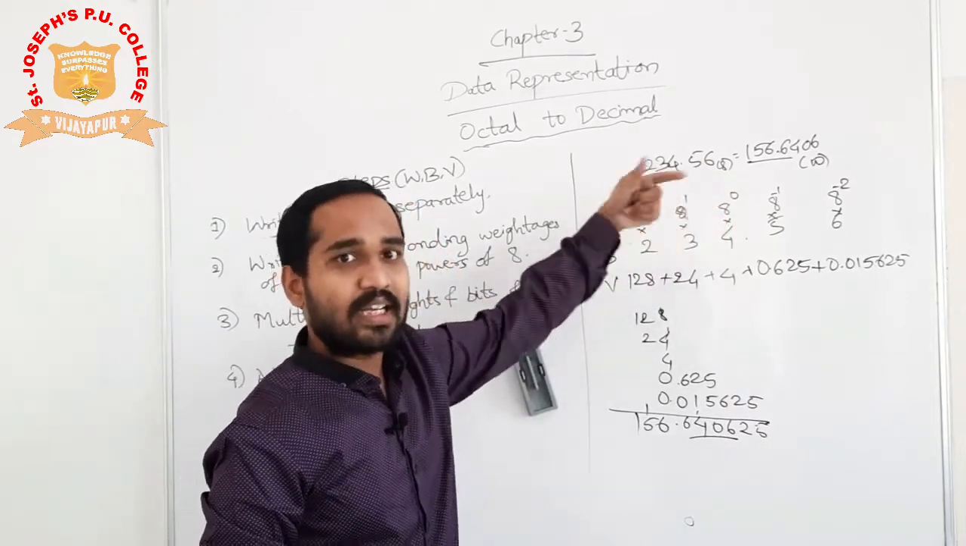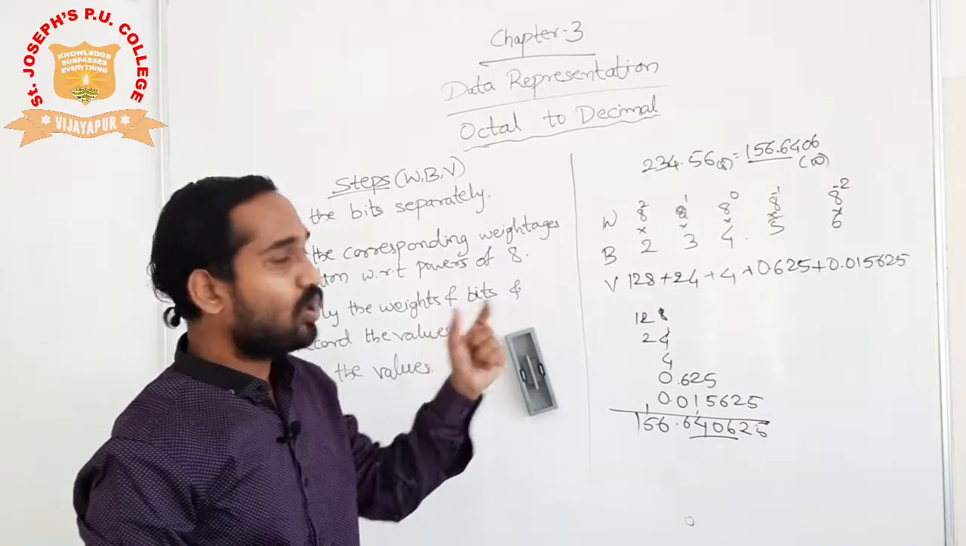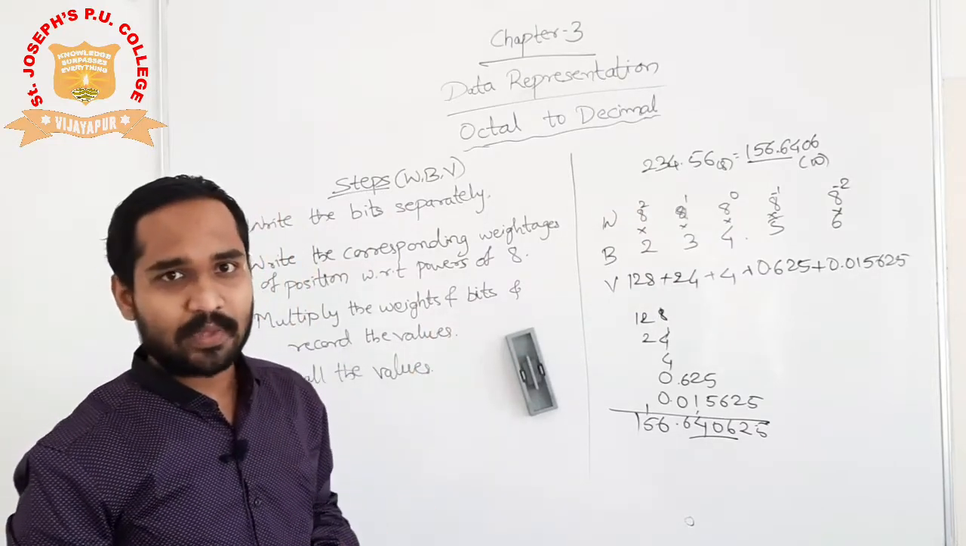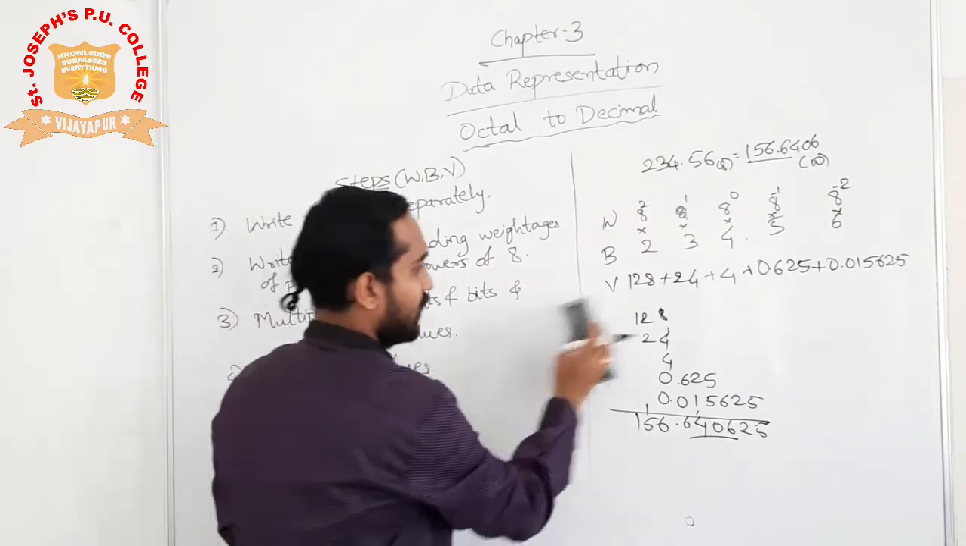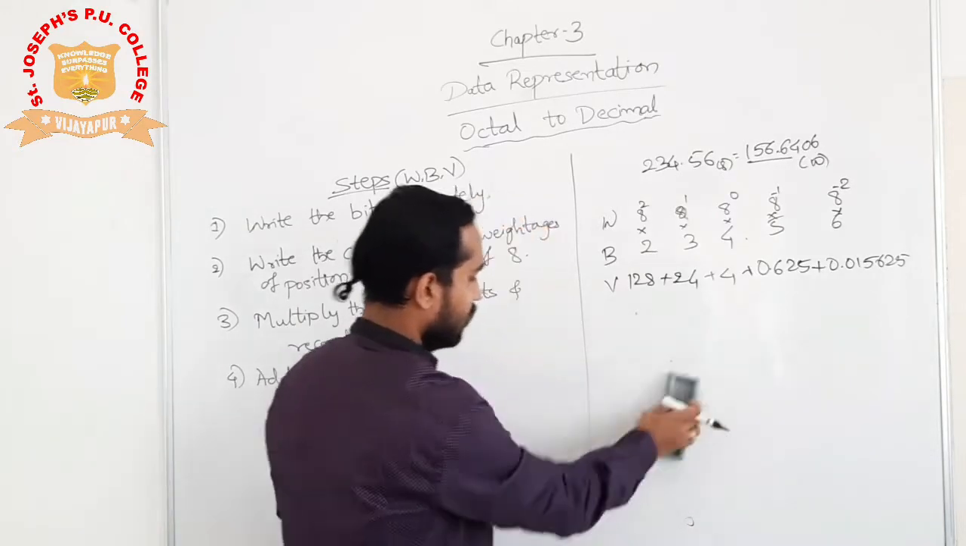Converted to decimal. Okay, this is the meaning. Have you all understood this? Can we take some assignments now?